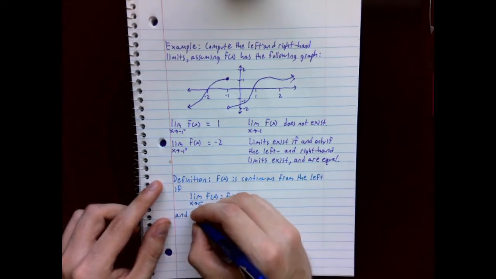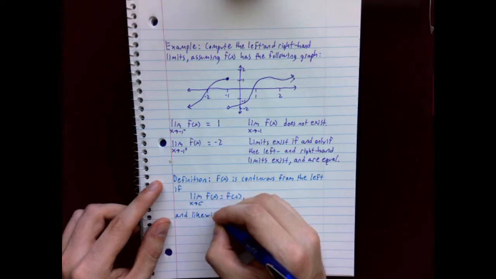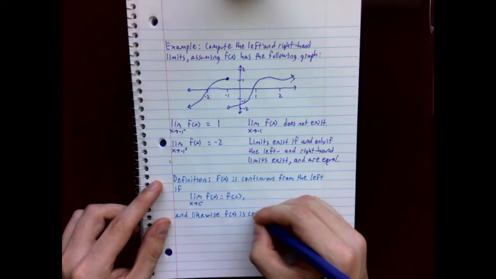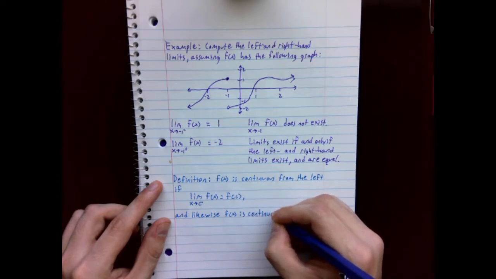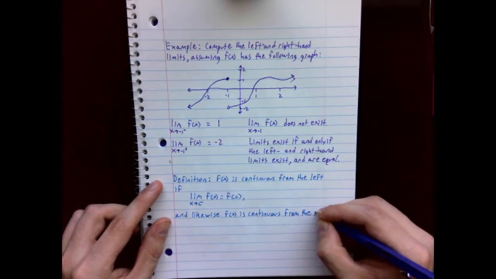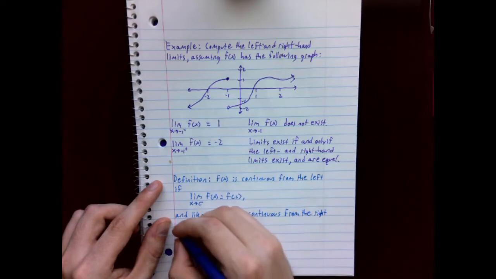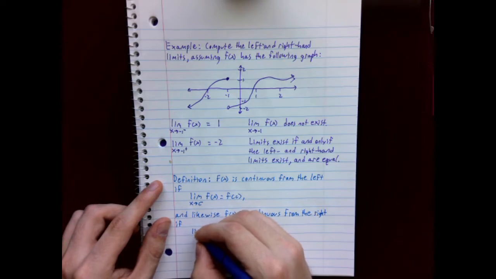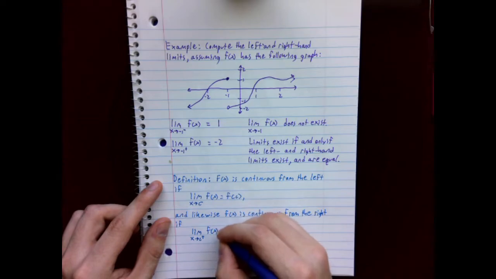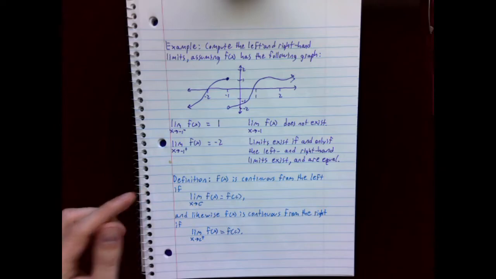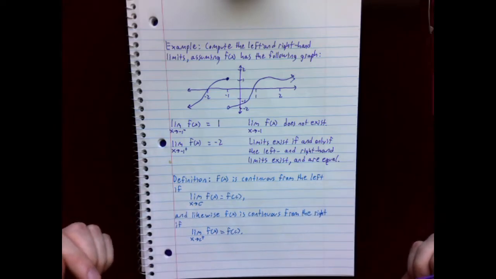And likewise, f of x is continuous from the right if, well, the same limit holds, but now we're going to do the right-hand limit. So the limit as x approaches c from the right of f of x is equal to f of c. And these are the rigorous definitions of continuity from the left and from the right.